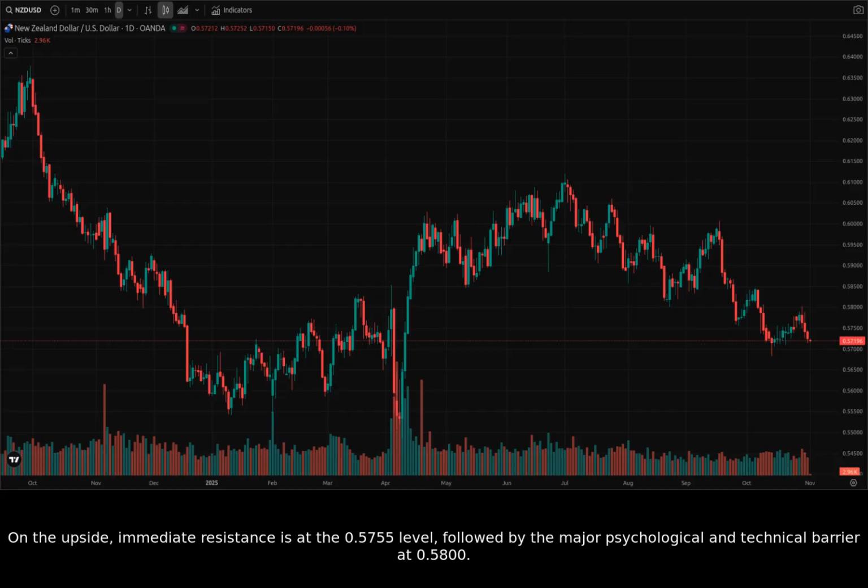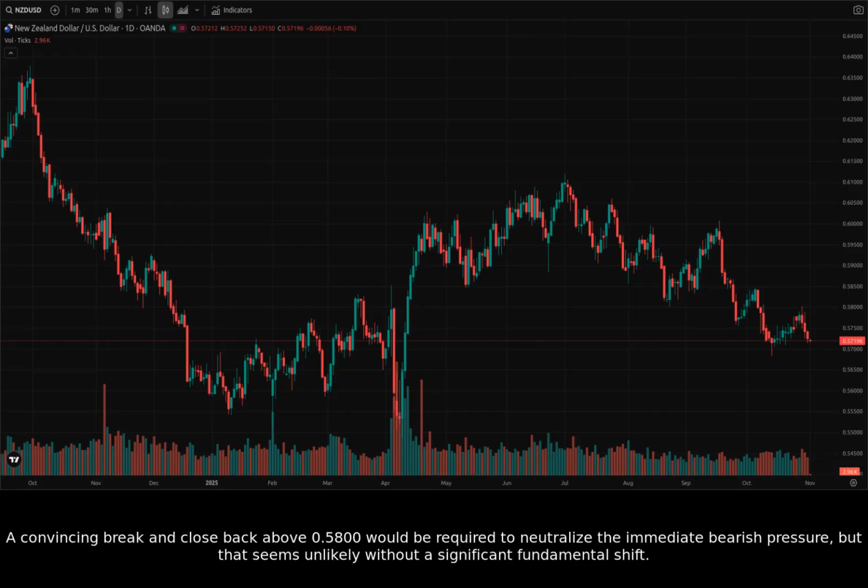0.5755 level, followed by the major psychological and technical barrier at 0.5800. A convincing break and close back above 0.5800 would be required to neutralize the immediate bearish pressure, but that seems unlikely without a significant fundamental shift.